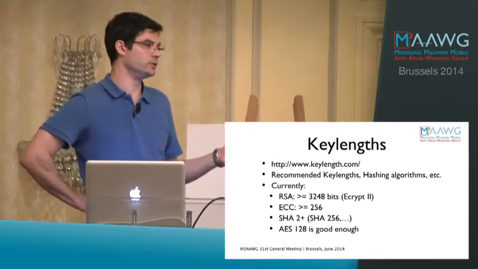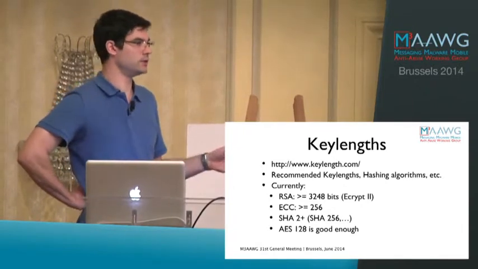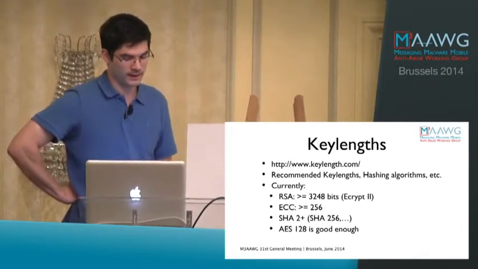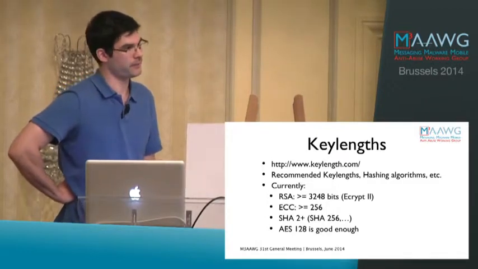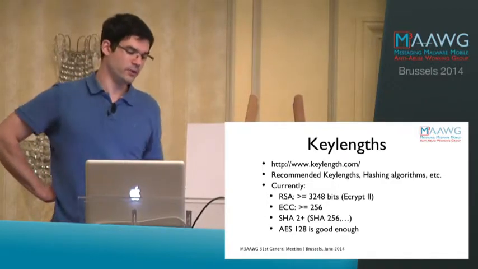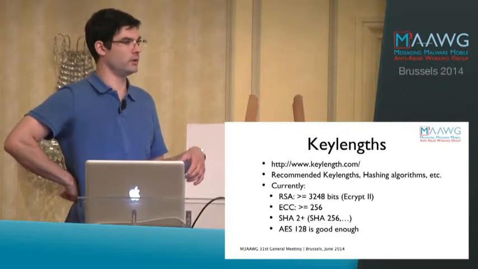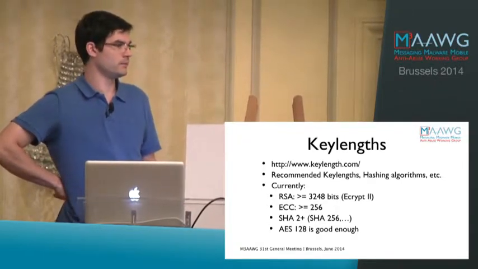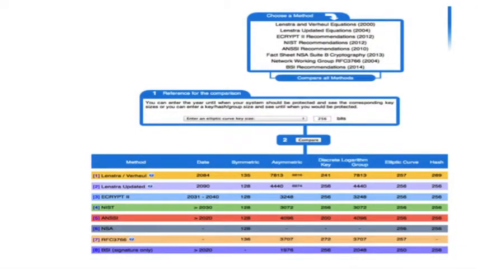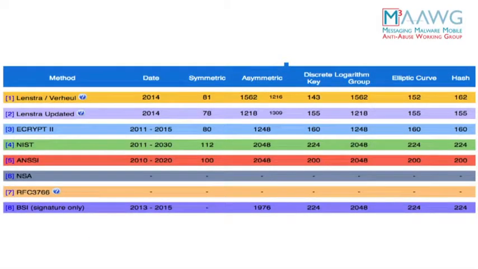For the SHA, you need to take the SHA-2 family, so SHA-256 and more, and AES-128 is good enough. So you'll see that if you look at symmetric cryptography, you need really a small key compared to other types of cryptography. That's interesting. So the website looks like that, but you cannot read it, so I will zoom in on it. What you can see, and I will probably just show the site afterward, that's interesting.